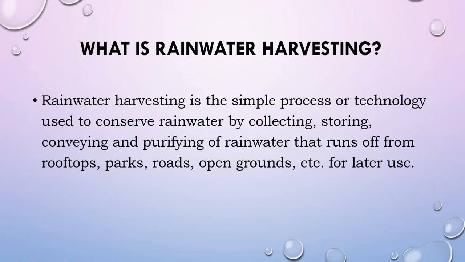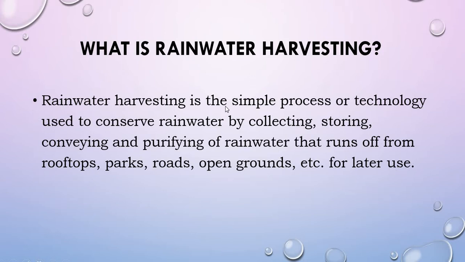Okay, now the first topic is: what is the rainwater harvesting system? Rainwater harvesting is a simple process or technology used to conserve rainwater by collecting, storing, conveying, and purifying rainwater that runs off from rooftops, parks, roads, and open grounds for later use.